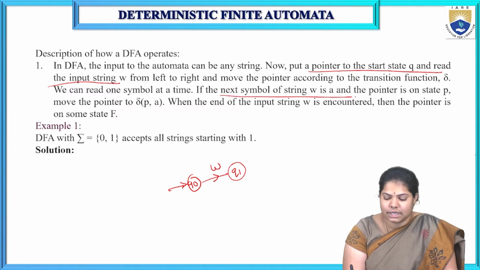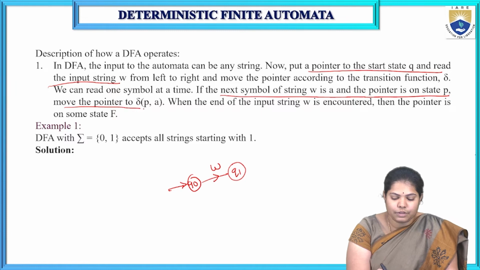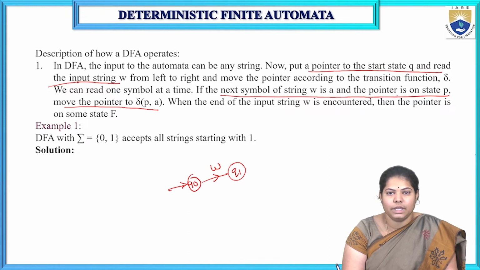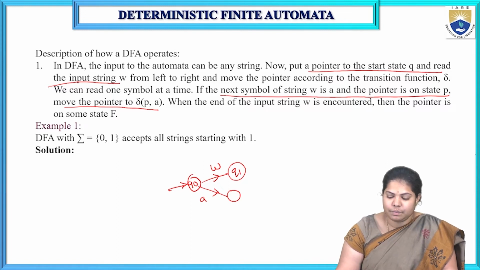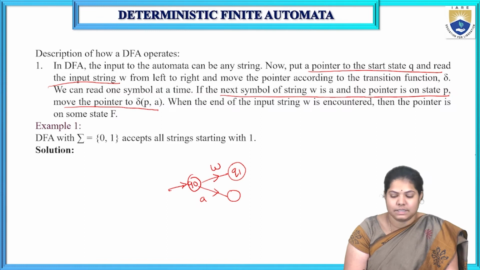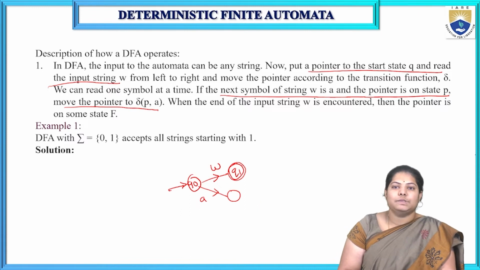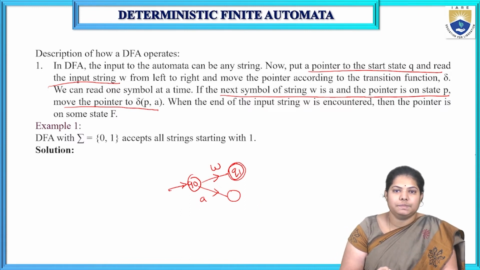If the next symbol of string W is A and the pointer is on state P, move the pointer to delta of P on A. That means on seeing any input symbol, I have to move to another state. When the end of the input string is encountered, the state where the pointer rests is a final state. That means if the desired input has occurred, the particular state you have reached we call a final state.